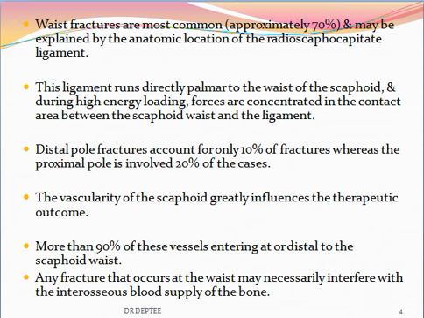Then the distal pole fractures account for only 10% of the fractures, whereas the proximal pole is involved in 20% of the cases. The vascularity of the scaphoid greatly influences the prognosis. More than 90% of the vessels enter distal to the scaphoid waist. So if there is any waist fracture, it may interfere with the blood supply of the particular area of the bone. That is very important to know.